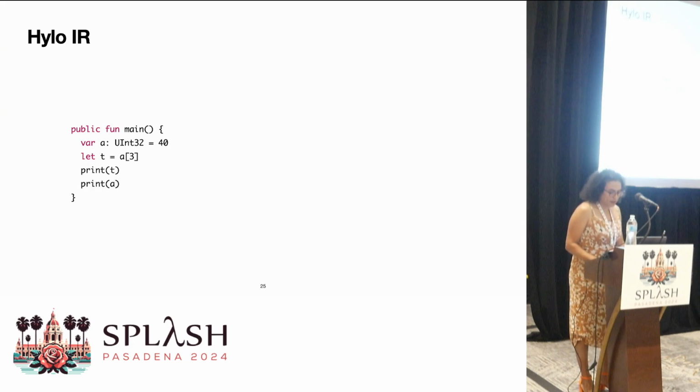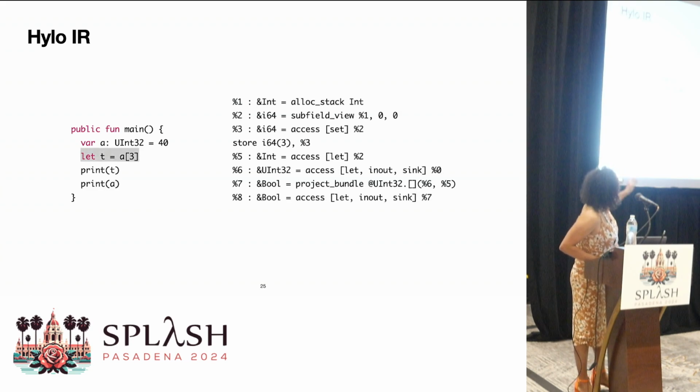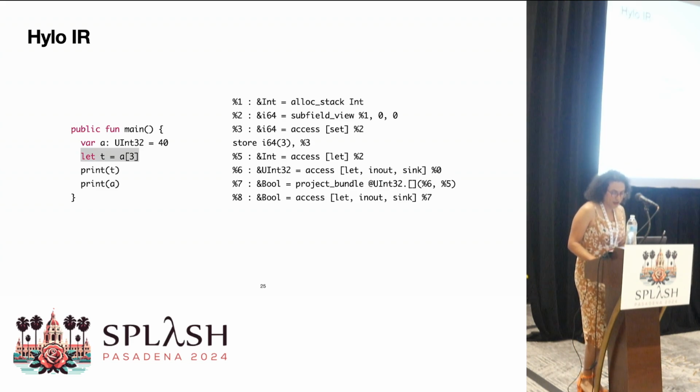So in Hilo IR, a program is a collection of functions and global constraints, and control flow is represented by unstructured branch statements. So for instance, here we have a fragment of the IR that corresponds to this function that we have on the left. And the fragment that we're interested in is the assignment of this binding T here. And I will walk you through the IR that we see. We can see that it looks a bit like assembly.